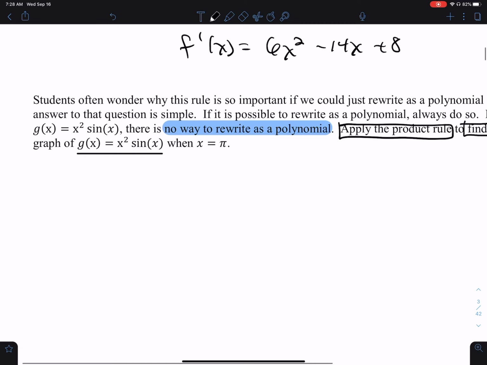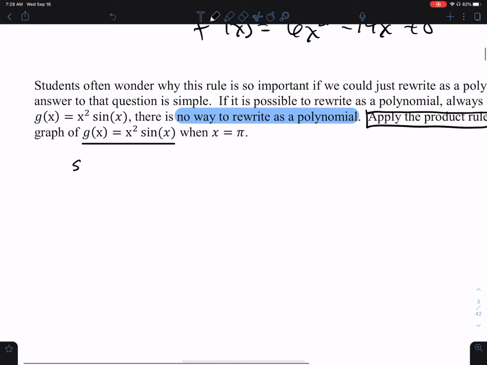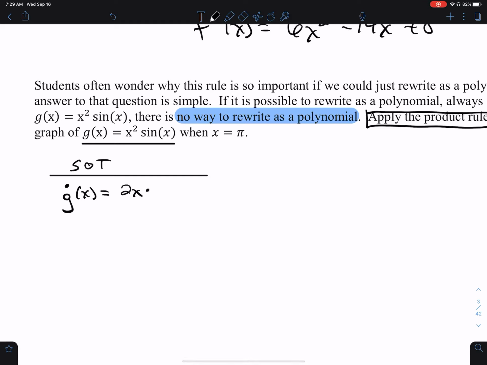All right, so for g of x, we need to find the slope of the normal line. Let's first find the slope of the tangent line. To do that, we got to find the derivative. We'll go with Newton's notation. G dot of x equal to, we take the derivative of the first function. The derivative of x squared is 2x. We multiply that by the second function. Then we add to that the first function times the derivative of the second function. The derivative of sine is cosine.